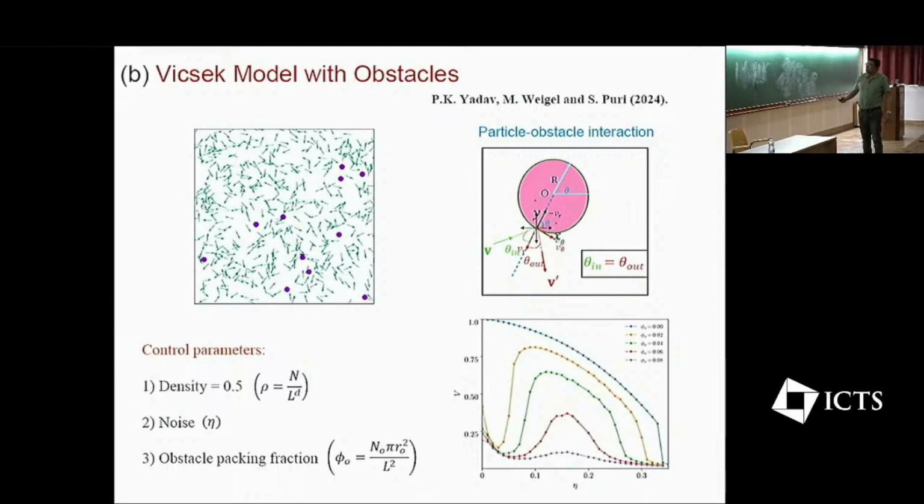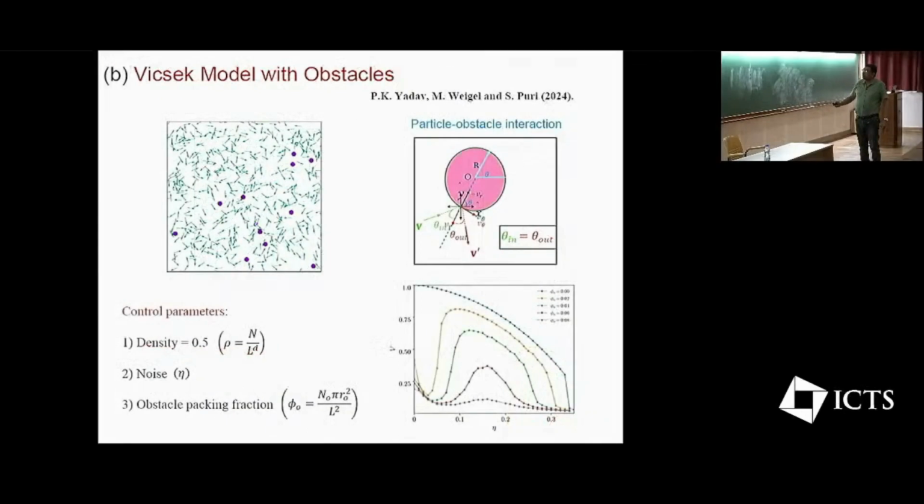Okay, so the first thing we did was look at the counterpart of the Vicsek model order parameter. Here's a plot of the order parameter as a function of noise at different values of the density of the obstacles. So that's the obstacle density 0. That's just the regular Vicsek model. You already know what happens there. It goes from a maximum at 0 noise down to 0 at some phase transition point.